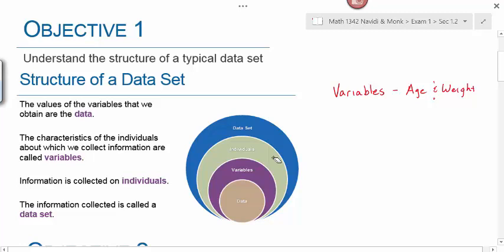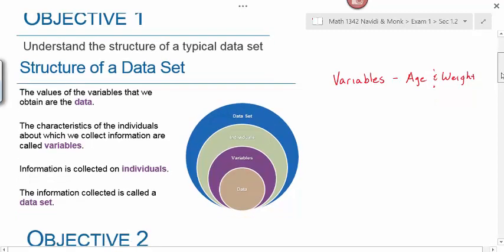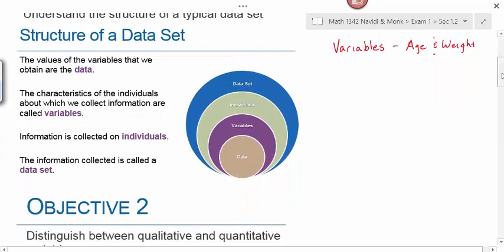So the values of the variables that we obtain are the data. The characteristics of the individuals about which we collect information are called variables. Information is collected on individuals, and the information collected is called a data set. We're just learning some new definitions and terminology that we will be using throughout the course.